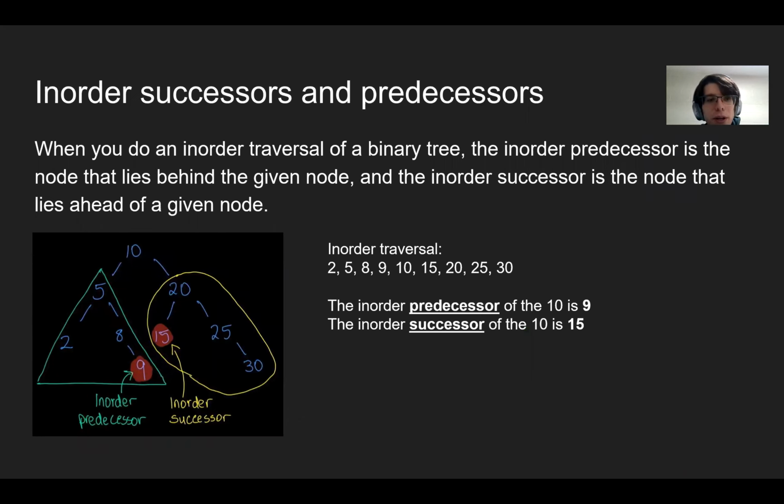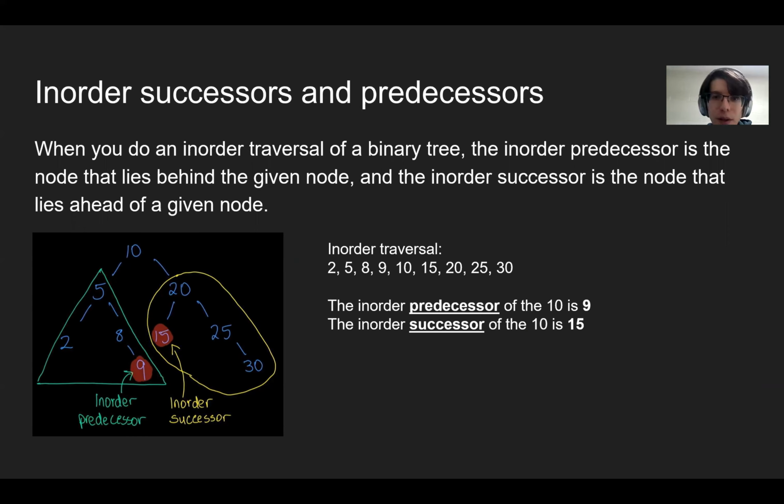Let's also talk about in-order successors and predecessors. This is kind of important for binary trees, and for graphs. In a graph, it's just a predecessor. But in a tree, the in-order predecessor is the node that lies right behind the given node. The in-order successor is the one that lies right ahead of a given node.